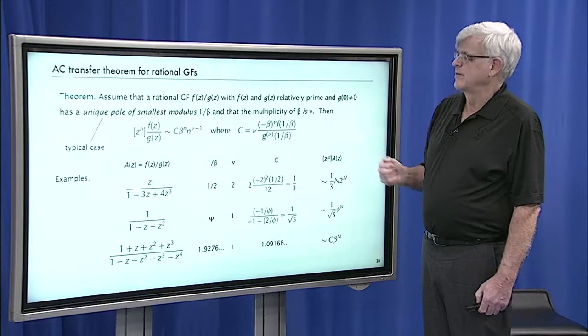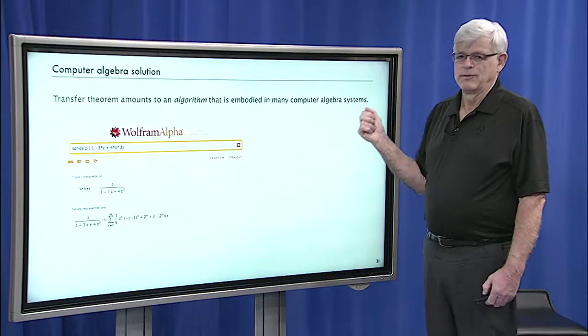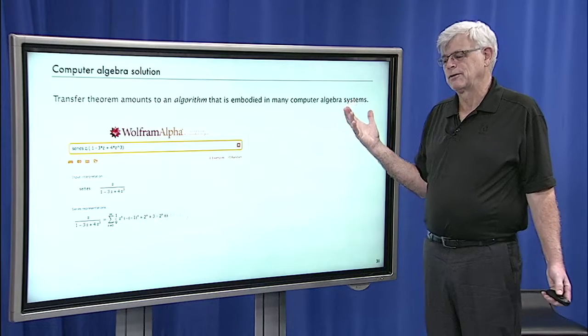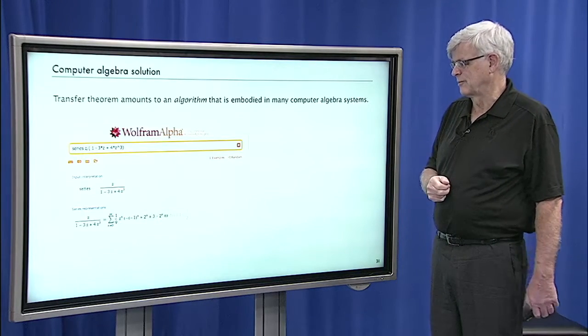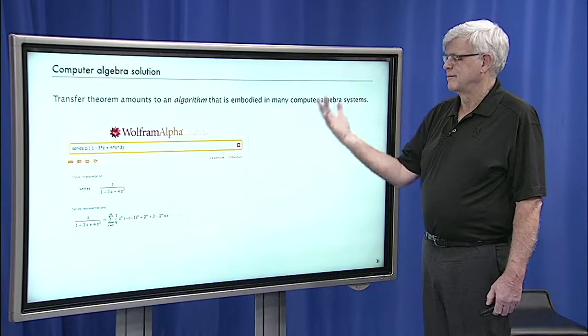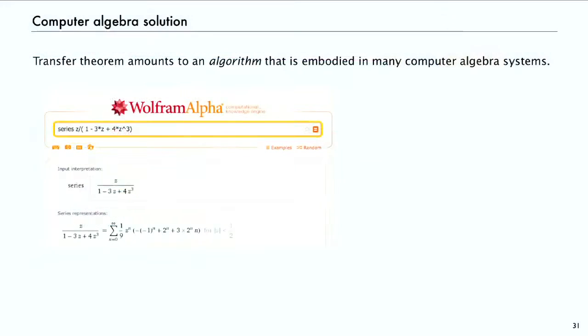So that's a transfer theorem for rational generating functions. And this theorem really amounts to an algorithm. So nowadays, we don't compute the roots for something like that by hand. We use a computer algebra system. And in fact, the whole thing is embodied. So if you go to Wolfram Alpha, which is a free service, and you type in, give me a power series for z over 1 minus 3z plus 4z cubed, it'll tell you exactly that answer that we computed, 1/9 z to the n times minus 1 to the n plus 2 to the n plus 3 to the n.